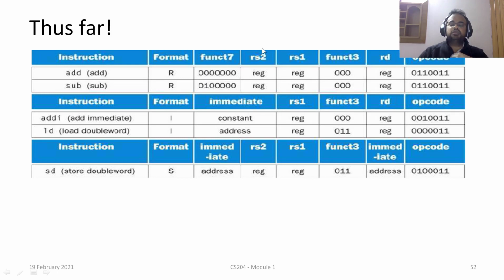Now the point I was trying to convey earlier about the positions of RS1 and RS2 can be clearly seen here. So RS1 will always be obtained in these bit locations. RS2 can always be obtained in these bit locations. That's the reason the immediate field has been split here.